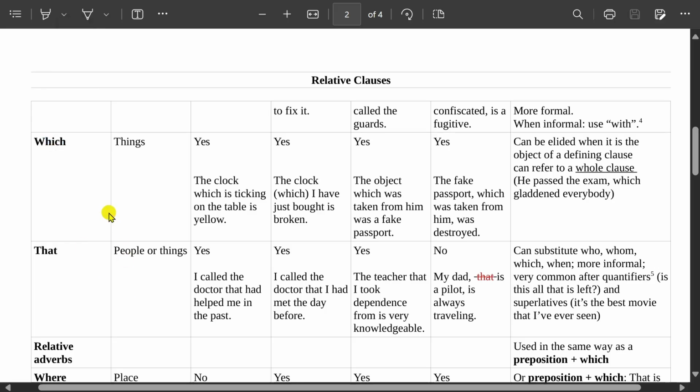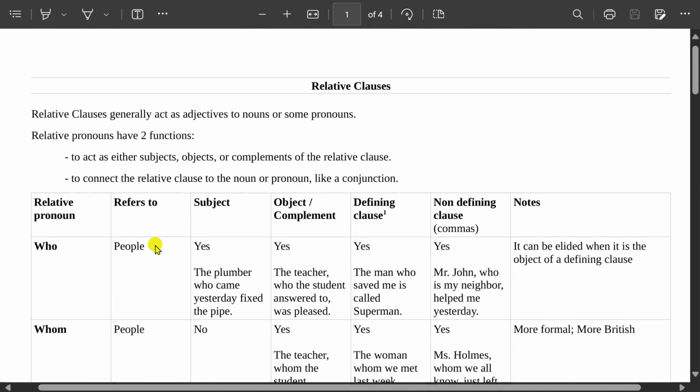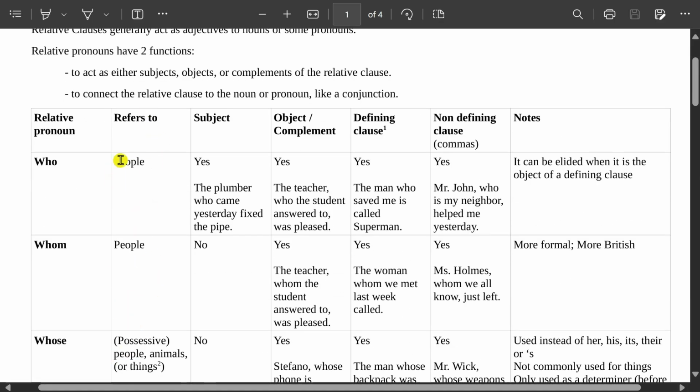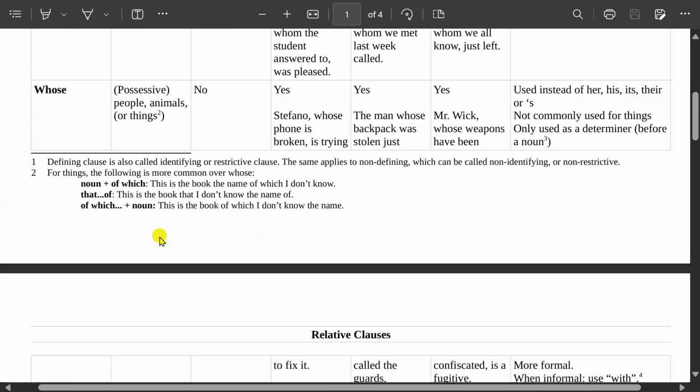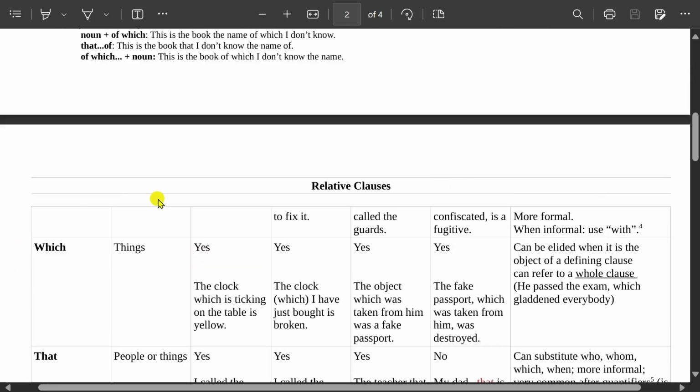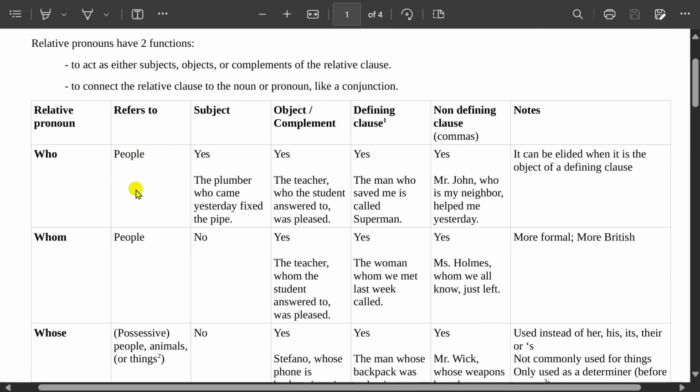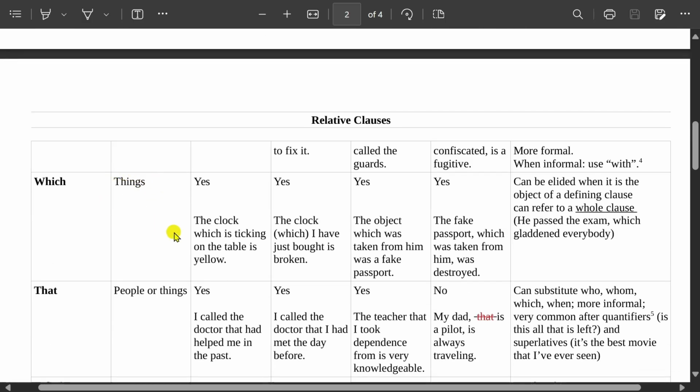Anyways, what does which refer to? It refers to things. Remember we had this column, this is a column, and this is a row. In tables, you refer to this as a column, and this as a row. So on this second row, we had what it refers to. So which refers to things. We don't normally use it for people. Okay?